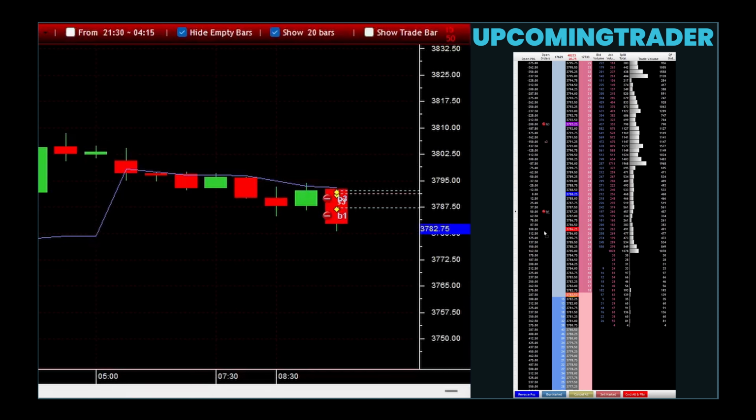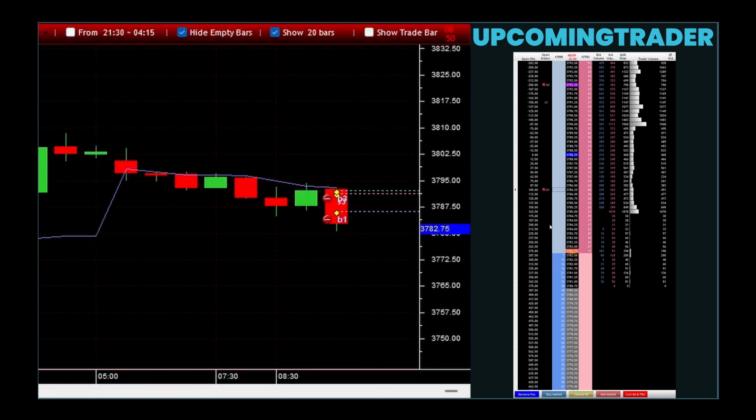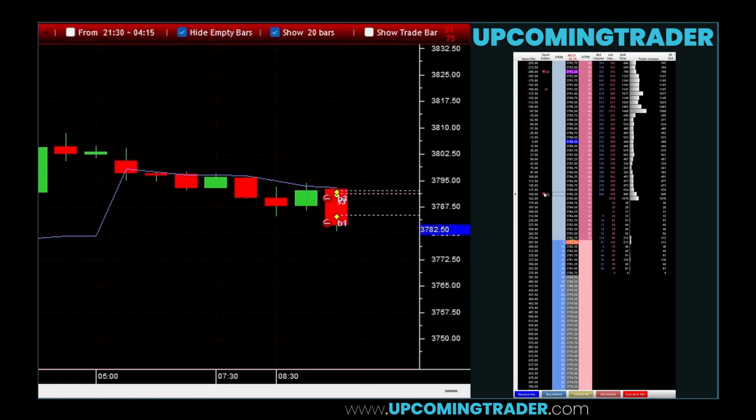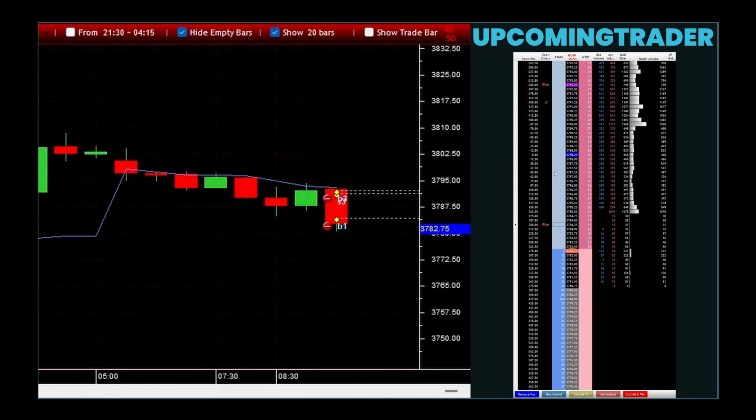One notable pattern is the three white soldiers. This pattern is seen as a strong indicator of a forthcoming bullish trend. It consists of three consecutive long-bodied candlesticks that open within the previous candle's body and close higher than the previous candle. Each of these candlesticks should have small or no wicks, indicating that prices closed near the highs of the day. This pattern typically emerges after a downtrend, suggesting a reversal and the beginning of a bullish phase.